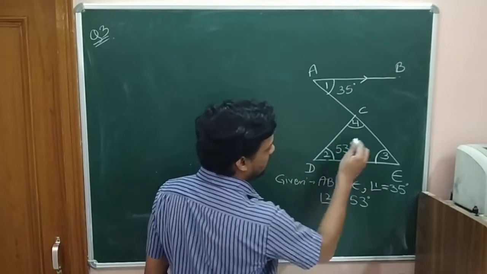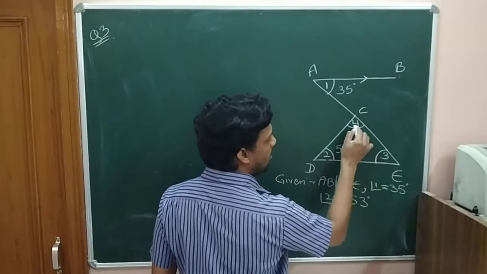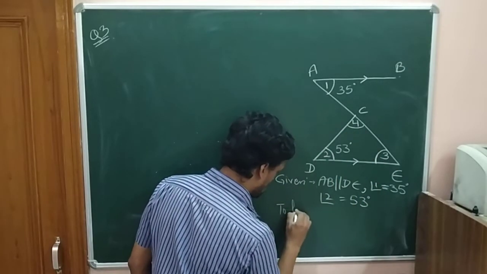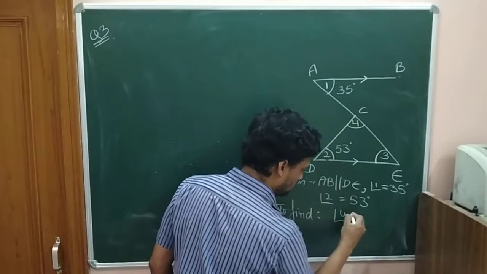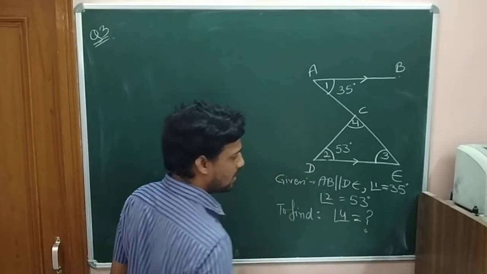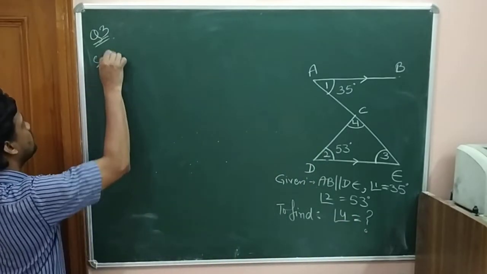Find DCE. DCE means you have to find angle 4. Which angle do you have to find? Angle 4. Now the solution.